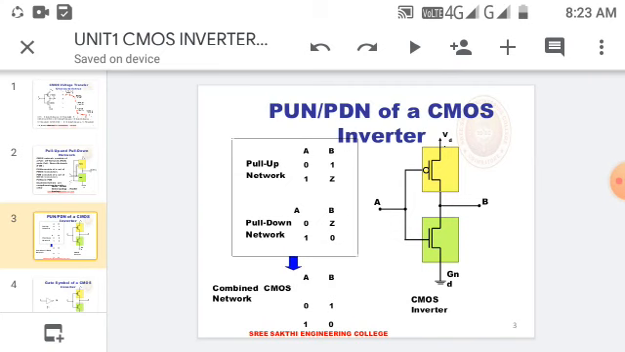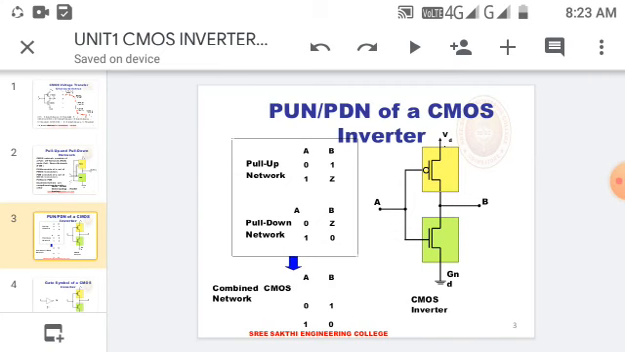So output B will be 1. Why? Because of the bubble. So what is the current that flows from VDD to the output B? When A is 1, the circuit will be open in the PMOS because, due to the bubble, the output will be 0. So B is 0.